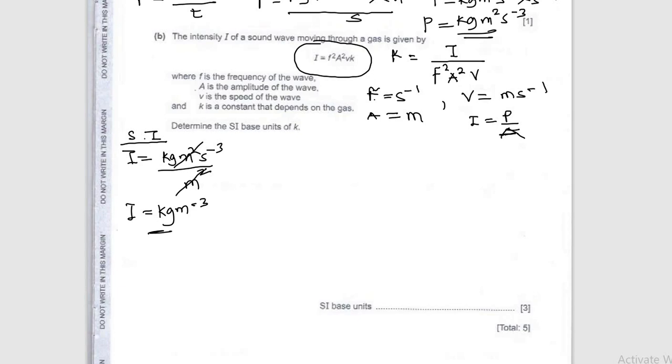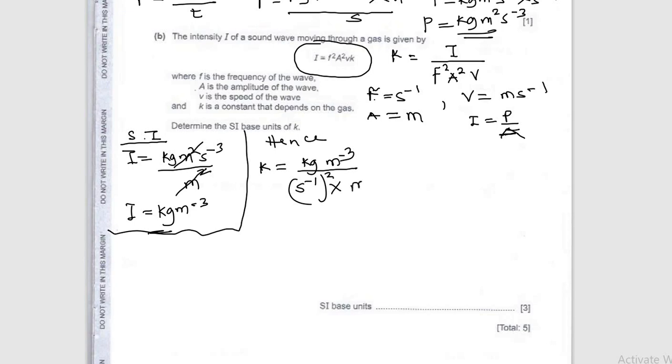So let's put it in the model. Hence, this is the SI unit for intensity. Hence, k will be, intensity is kilogram per meter cube. Frequency is per second. It has a power of 2. Amplitude is meter. It has the power of 2 on top of it in the model. Velocity is meter per second. So from here we have kilogram per meter cube all over s minus 1 times 2, we have s minus 2, m squared multiplied by m times s minus 1.